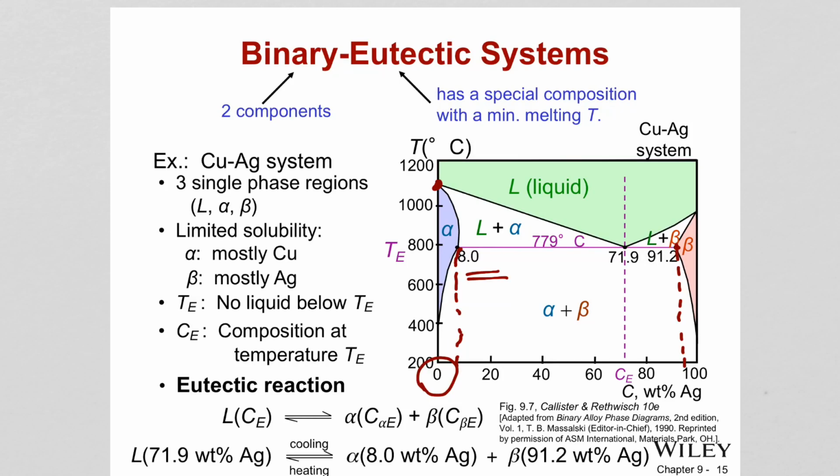I mean for pure copper, and for pure silver the melting point is there. So when you have a eutectic system, silver and copper put together will have a low minimum melting point at a special composition. And that special composition you can see, because the melting point is when you go from liquid to solid phases.